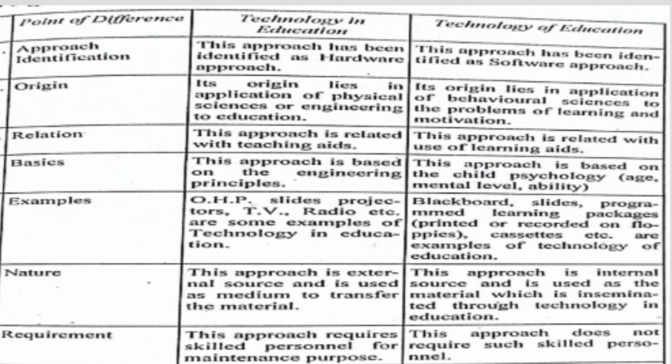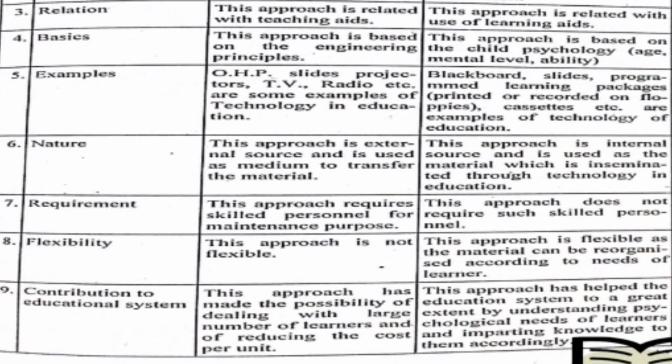Next is the nature of technology in education. This approach is an external source and is used as a medium to transfer the material. Technology of education is an internal source and is used as the material which is disseminated. Next is requirement. This approach requires skilled personnel for maintenance purpose. If we talk about technology of education, this approach does not require such skilled personnel. Flexibility: this approach is not flexible, it is rigid, and technology of education is flexible, it changes according to the need of the learner.